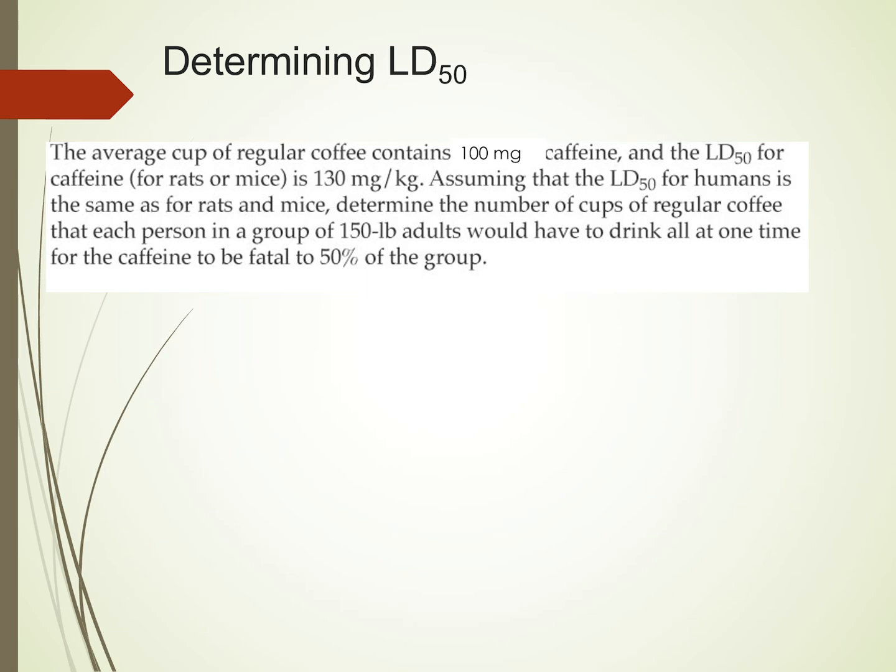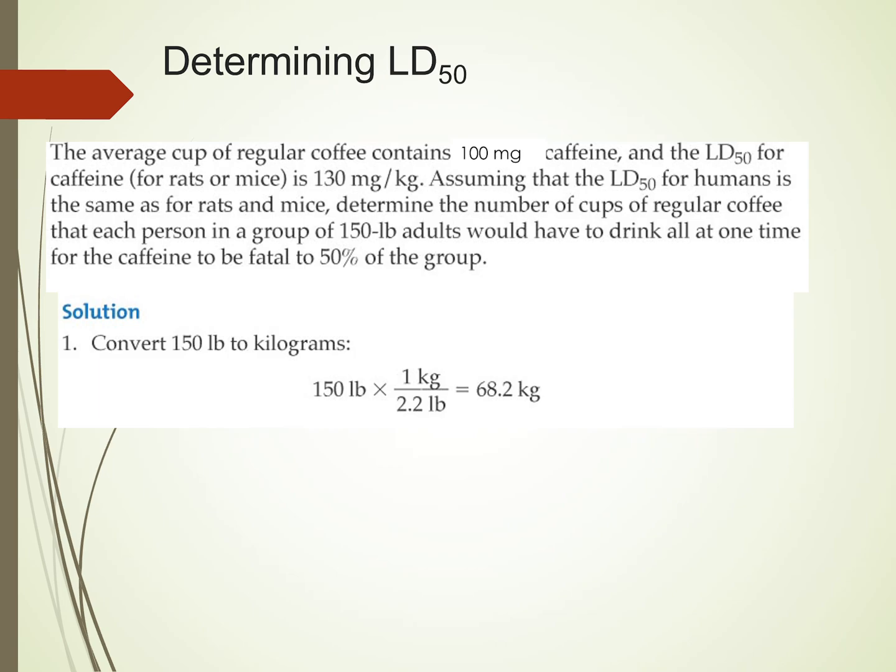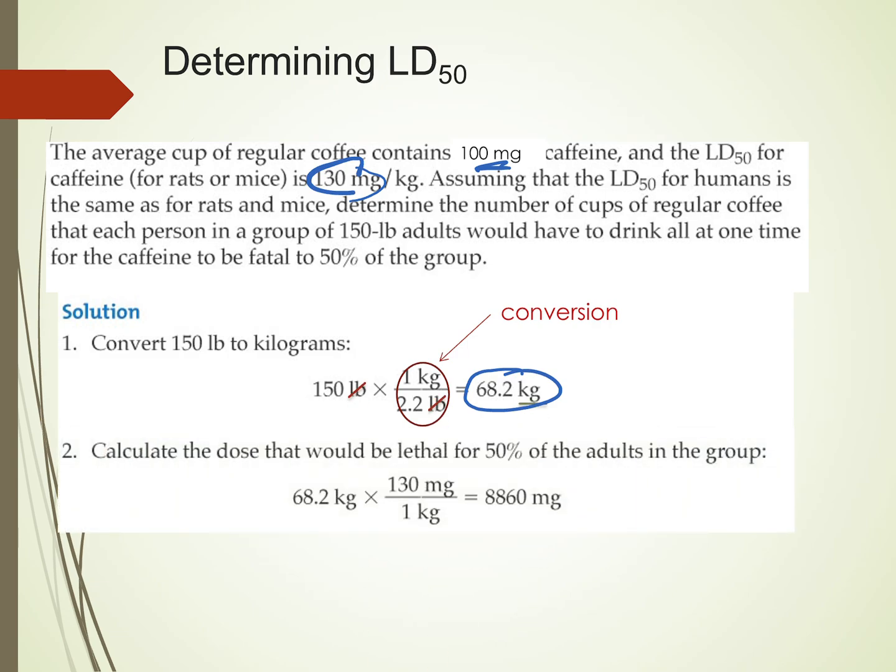So you should think about this and try to solve it. I think I'd rather do this in person than doing it now. I'll explain it, but here it's solved. I will give you the conversion: 2.2 pounds in 1 kilogram. So we now know this person weighs 68.2 kilograms. And we know you need 130 milligrams per kilogram, and we know we got 100 milligrams. So let's just figure out how many cups of coffee, basically. That's all we're doing.